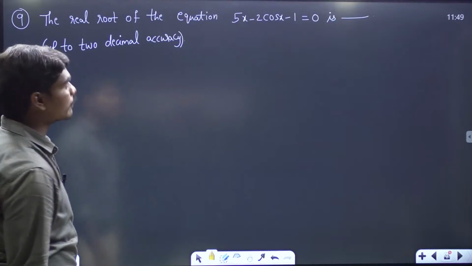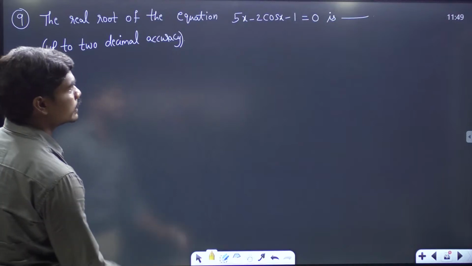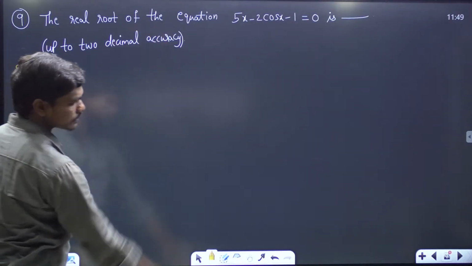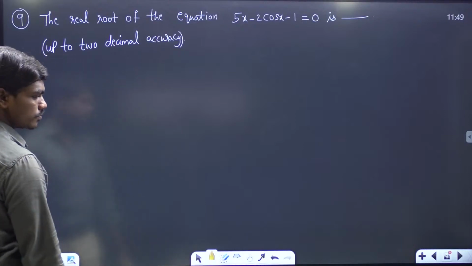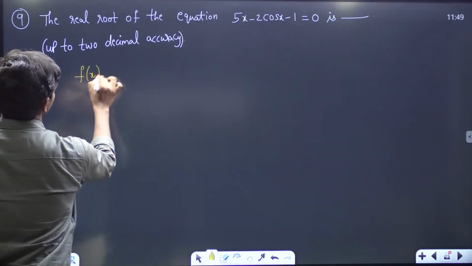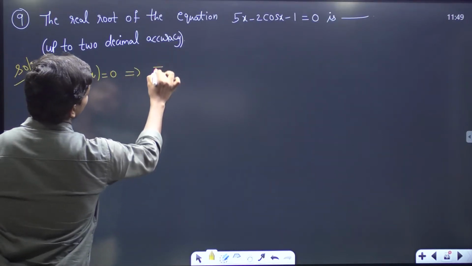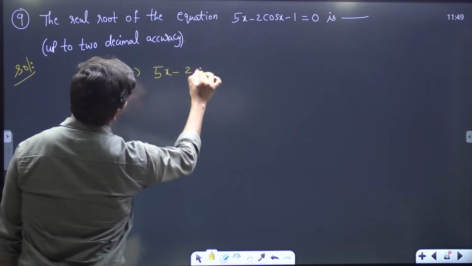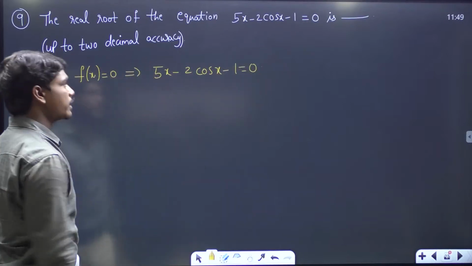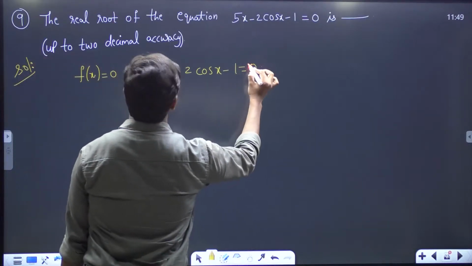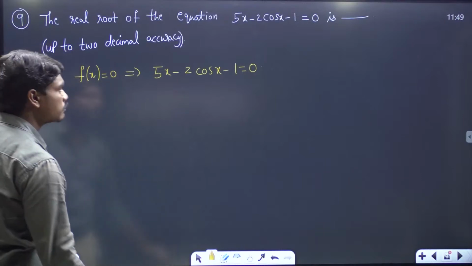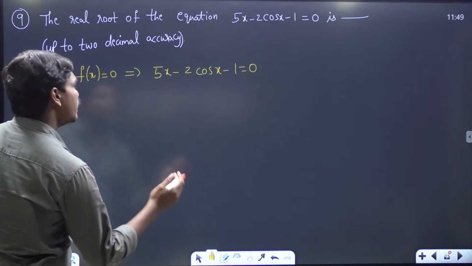The real root of the equation 5x minus 2 cos x minus 1 equal to 0 is dash. Here he is asking for the root actually. f of x equal to 0 implies 5x minus 2 cos x minus 1 equal to 0. This is the equation. So we can apply the Newton-Raphson method, because that's the method which gives the solution in fewer iterations. As we have seen, the rate of convergence is high for that.